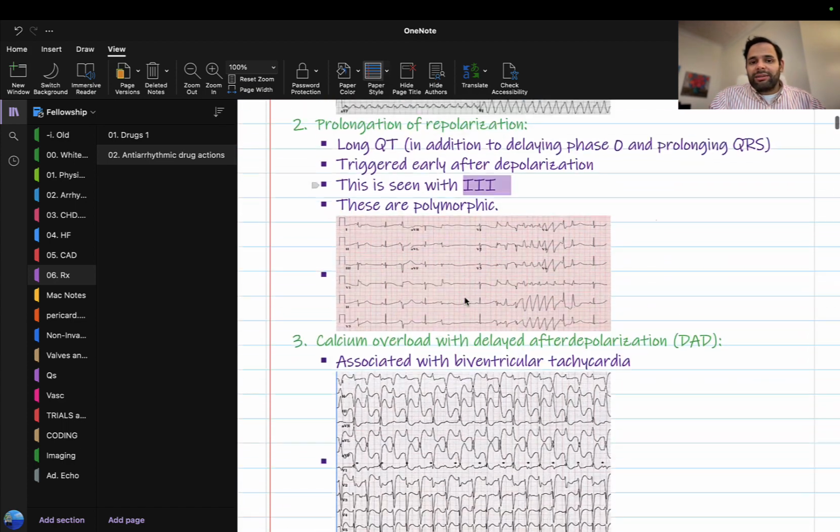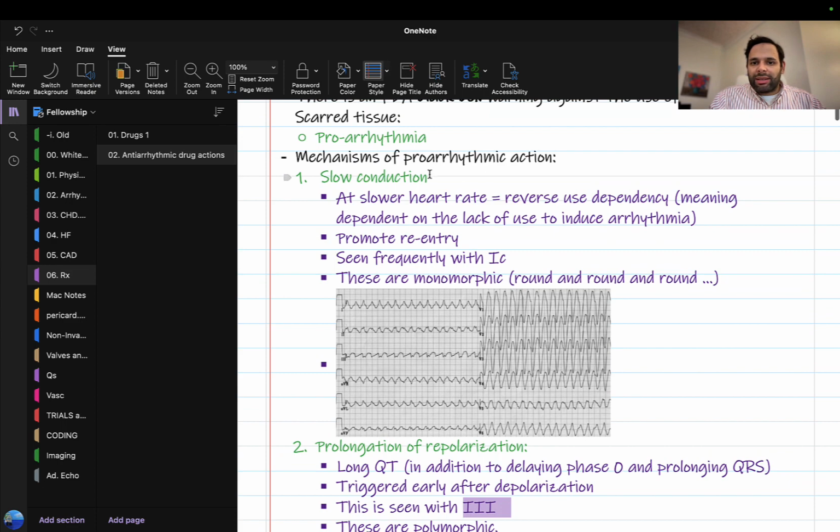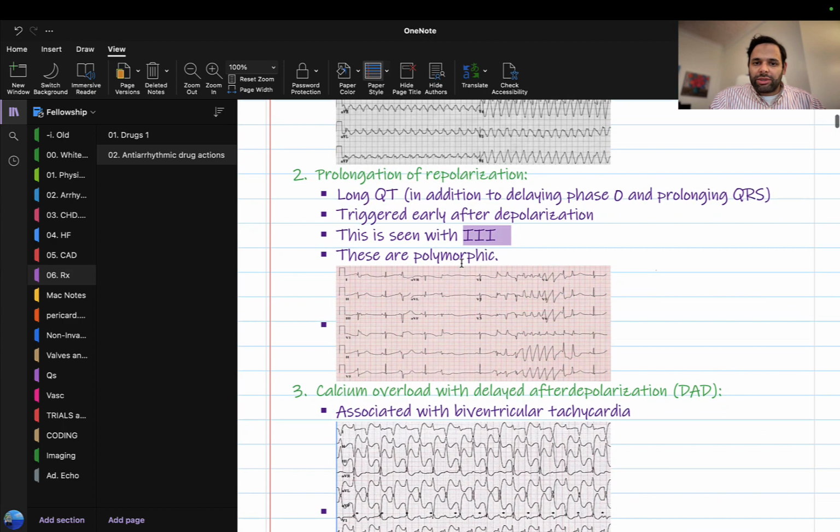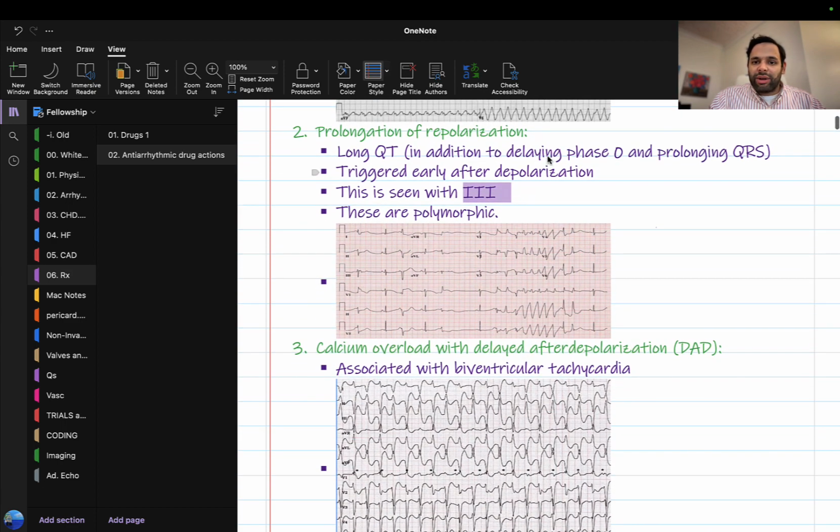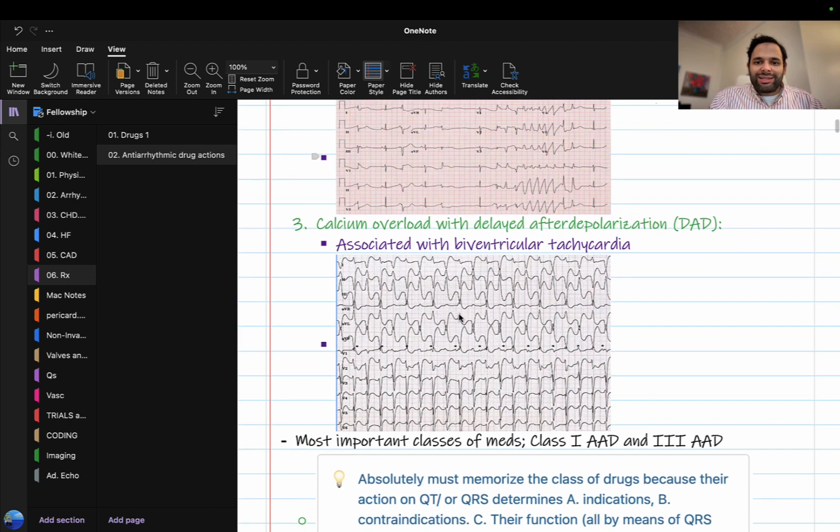Those are the mechanisms of proarrhythmia: slow conduction, and prolongation of repolarization is the second one, and it will give us polymorphic VTs. Now, the third one is calcium overload. This will also give us polymorphic VTs, but it's a bidirectional polymorphic VT. And the primary concept behind calcium overload is the phenomenon of delayed afterdepolarization.